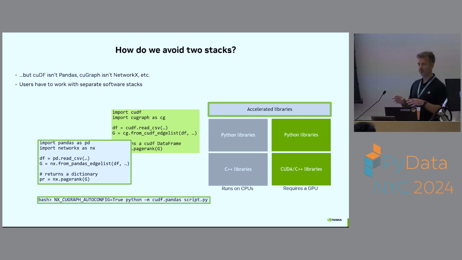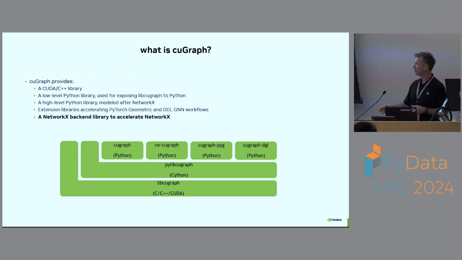And so the different libraries enable them in different ways. The nx-cugraph for NetworkX uses an environment variable. The cudf.pandas uses a module that you can execute anything with. But the end result's the same, just faster versions of your code. So stepping back, what is cuGraph again?